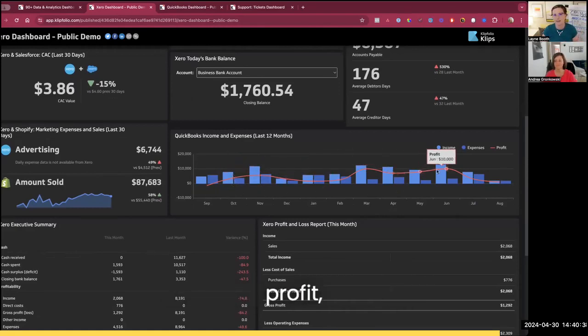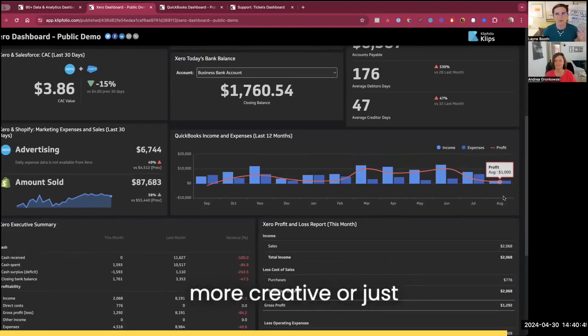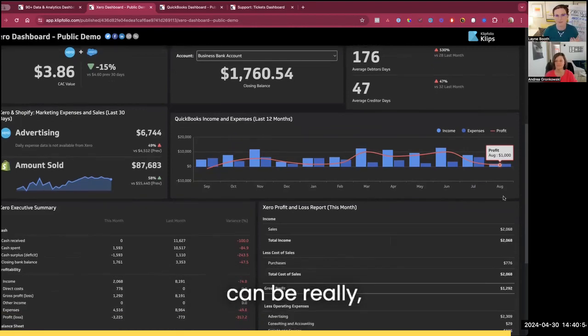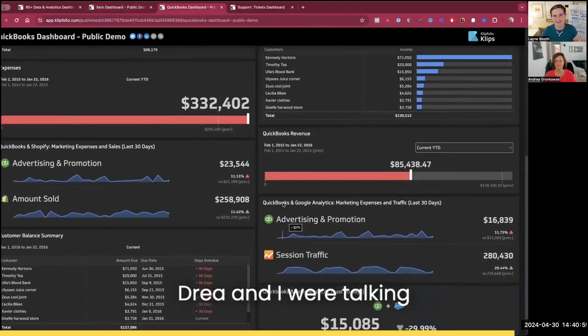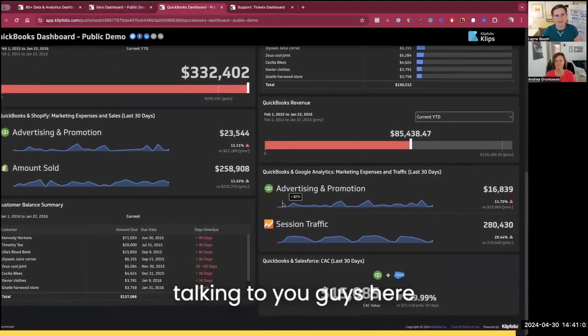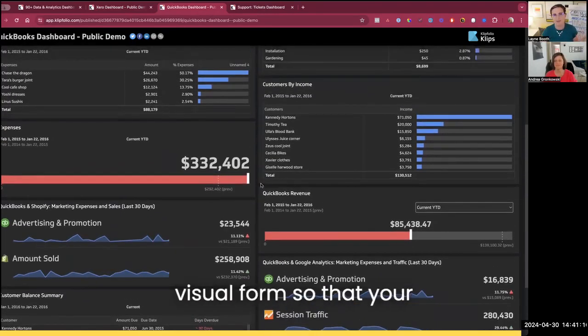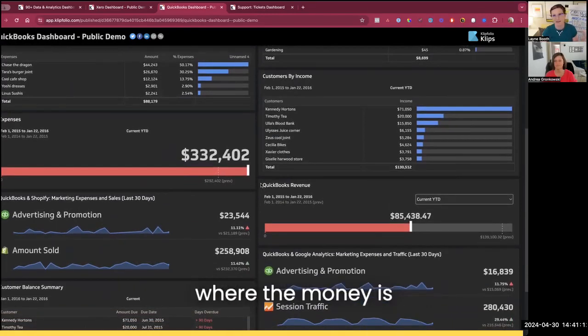I can see our net profit actually rose during the April, May, June time period, and now we're looking a little bit soft again come August. That visualization, if anybody out there has more creative or just fast-paced clients that you're working with, can be really, really helpful. And even adding in things like accounts payable and accounts receivable. What does that look like bucket to bucket? Being able to put that together in a visual form so that your clients know exactly where the money is sitting and how much is coming to them and at what time frame.